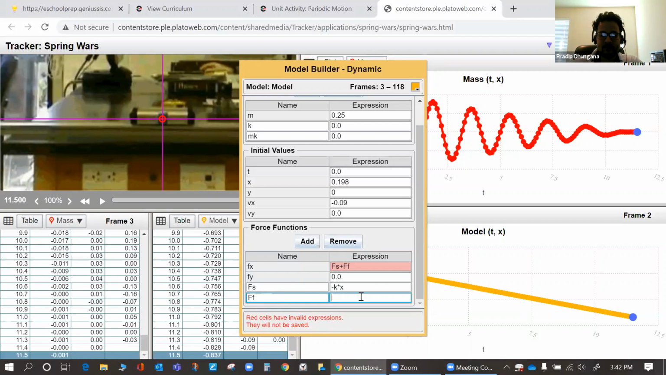That is negative mk, that is coefficient of friction, times mass times acceleration of gravity 9.8 times, in our case, velocity of x divided by absolute velocity of bx. So that is the expression for frictional force.